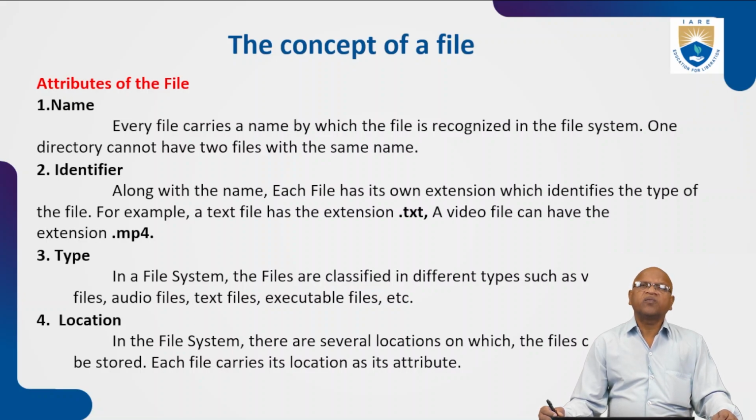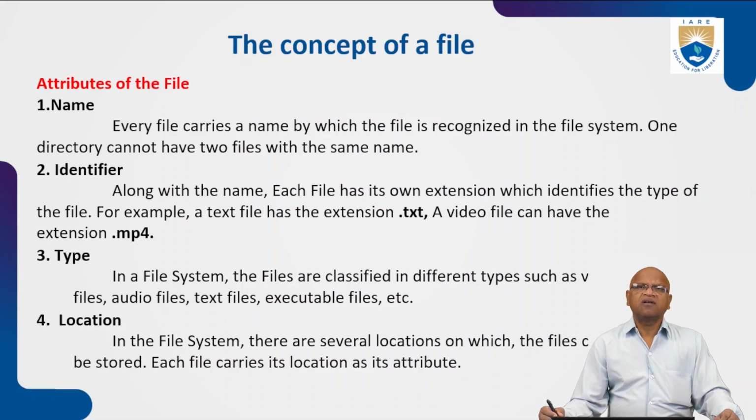So what are the attributes of the file system? Once you want to save a file, the computer will ask you what is the name of the file you want to save. So any file will have some attributes. The first attribute is name. What is the name? Name of the file. Every file carries a name by which the file is recognized in the file system. One directory cannot have two files with the same name.